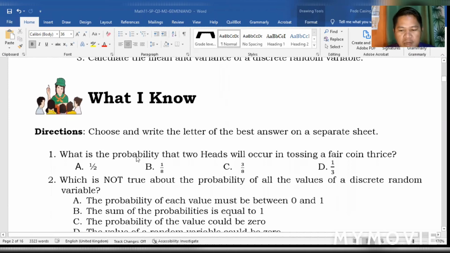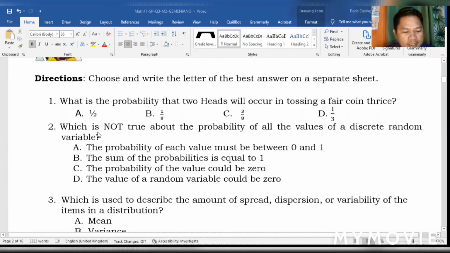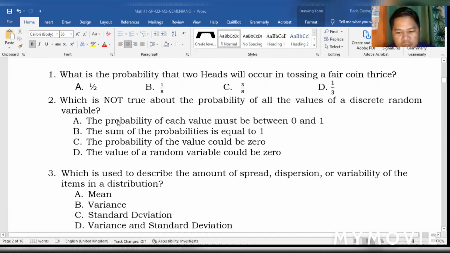What I know, so let's now have a pre-test before we have the discussion. You can choose and write the letter of the best answer on a separate sheet of paper. For number one, you have to try this one. What is the probability that two heads will occur in tossing a pair of coins thrice? Is it A 1/2, B 1/8, C 3/8, or D 1/3?